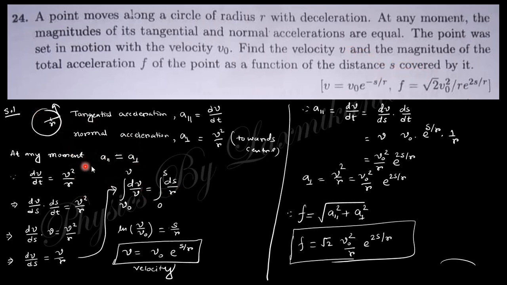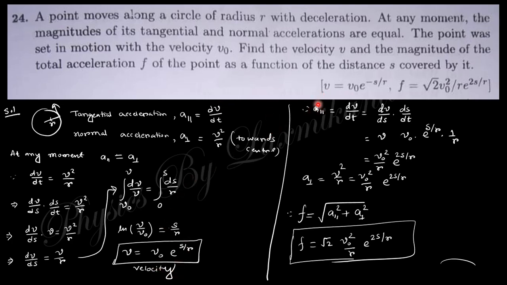Since these two are equal, equating these two things, dv/dt can be changed into dv/ds times ds/dt. This is nothing but v, so dv/ds equals v by r. If you integrate this, you will get ln(v/v naught) equal to s by r. So v equals v naught exponential s by r. This is the velocity at distance s.